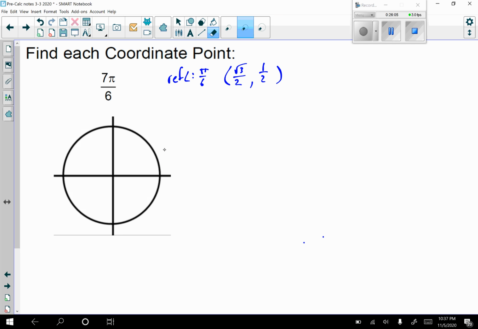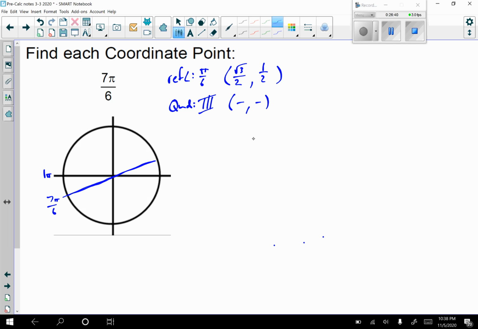Okay. Now, 7 pi over 6. Where are we? Well, 7 is bigger than 6, so we are bigger than 1 pi. But it's just 1 pi over 6 bigger. That means we are down here in the third quadrant. There is our 7 pi over 6. The numerator is 1 bigger than the denominator. You see that straight across from the pi over 6 if we continue those through. That's why it's the same reference angle. So we are in quadrant 3, and that means negative x, negative y. Put those two together, and we have negative root 3 over 2 and negative 1/2.